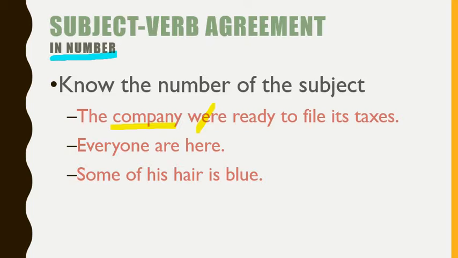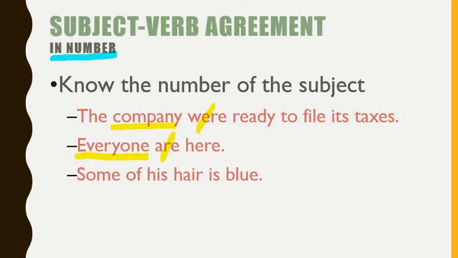Everyone are here. Now, this might be a little confusing because everyone sounds like, well, everybody in the room. That could be 30 people. That sounds like it might be plural, but it is not. The word everyone in grammar is considered singular, so you would have to say everyone is here.